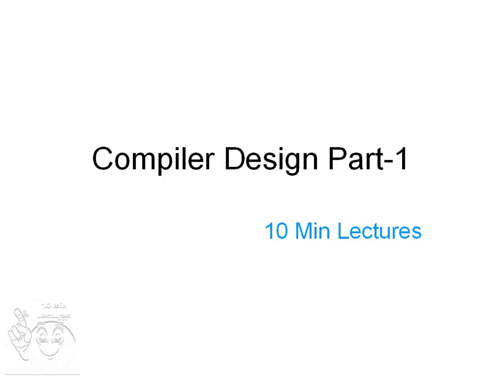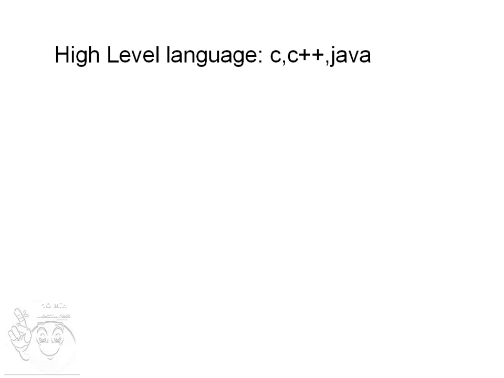Today we are going to discuss compiler design. So what is a compiler? A compiler is anything that converts a high level language into low level language. Before we get into the topic, we must know what a high level language is and what a low level language is. So here is a bit of explanation for that.